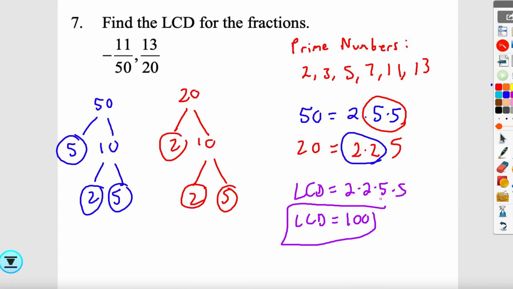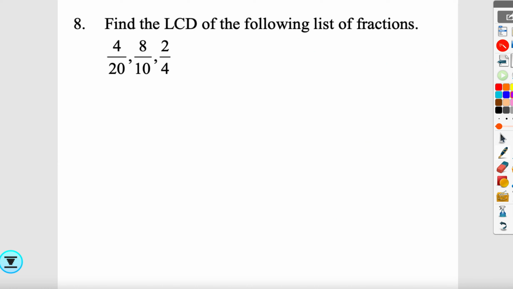Make sure you write down the steps if you forgot them, guys, because you will need to utilize these steps again in the future. So it's better to memorize what to do. Let's go and keep going. Number 8 has find the LCD of the following list of fractions: 20, 10, and 4. So it's the same process as before, but we're going to have to use 3 denominators instead of 2.